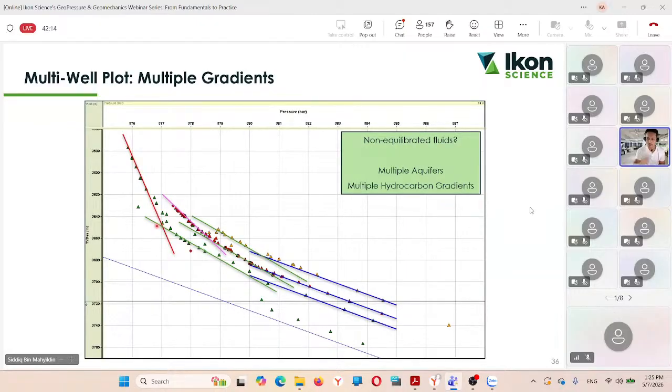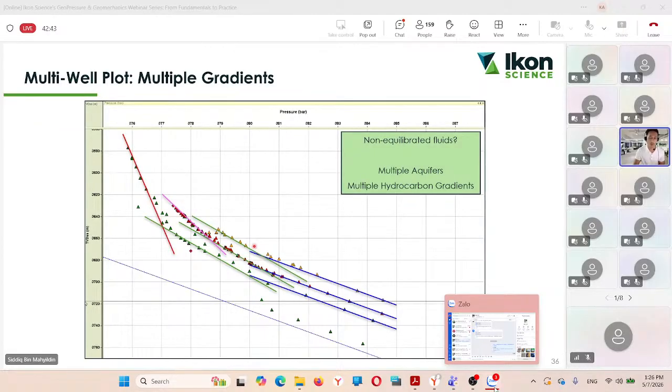So the fact that we are seeing multiple gradients for multiple wells could suggest that we are dealing with a system that is not fully equilibrated. This could be due to multiple aquifers, for example, separate hydrocarbon accumulations, some level of compartmentalization, and so on. So the key takeaway here is that when you see multiple gradients like this, it is usually a sign that the subsurface is more complex than just a single continuous system.